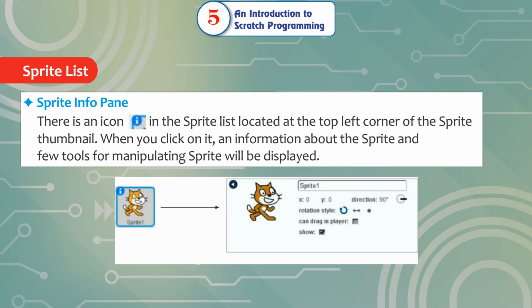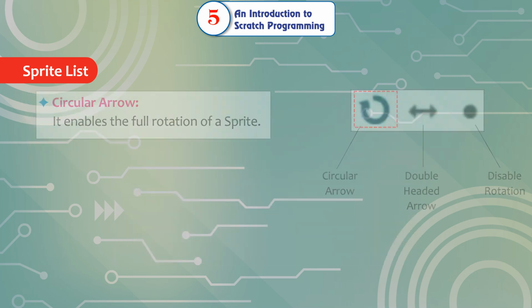Sprite info pane. There is an icon in the sprite list located at the top left corner of the sprite thumbnail. When you click on it, information about the sprite and a few tools for manipulating the sprite will be displayed.